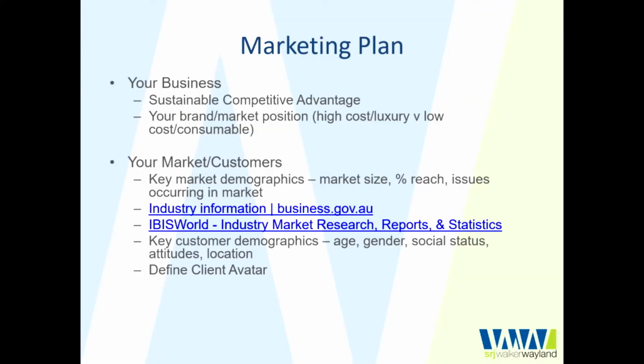Your marketing plan. So your marketing plan needs to list out your business's sustainable competitive advantage, what it is you do that is unique to you, and the reason that clients use your services or buy your products in the first place. What's your brand? What's your market position within the industry in which you operate? Who are your market? Who are your key customers? What's the market demographics? So your market size, the percentage of estimated reach you're going to achieve. What issues are occurring in your industry at the moment?